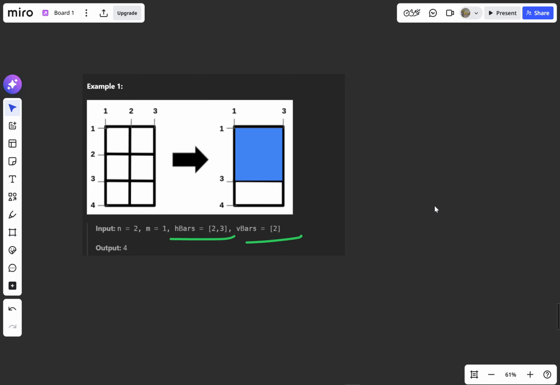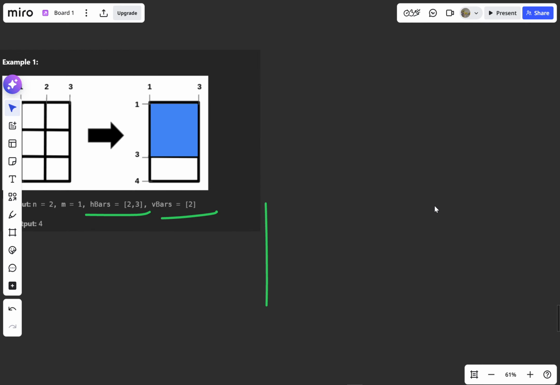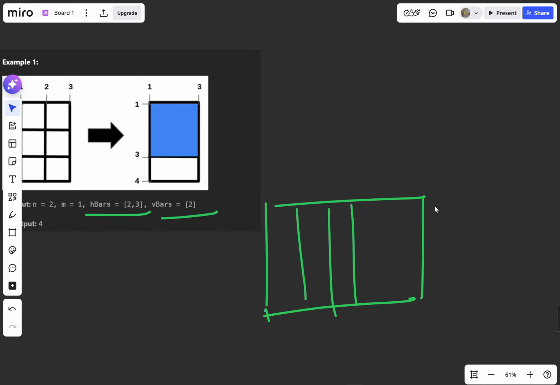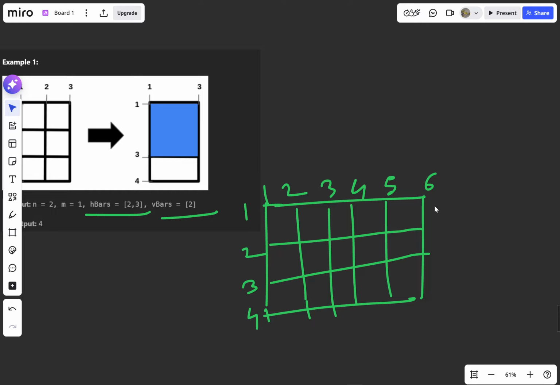Let's take this example. Vertical bars 1, 2, 3, 4, 5 and 6. Now again horizontal bars are also present there: 1, 2, 3 and 4. In this way the bars are present here.